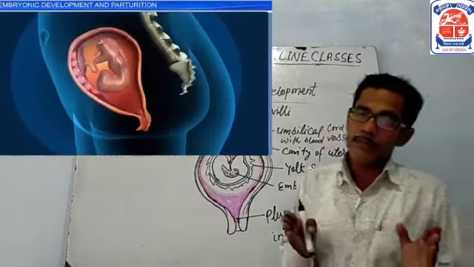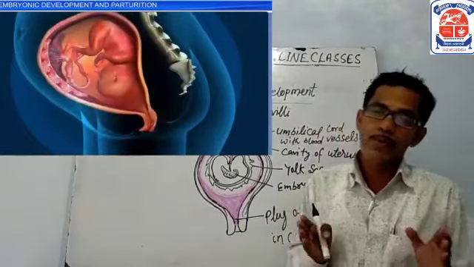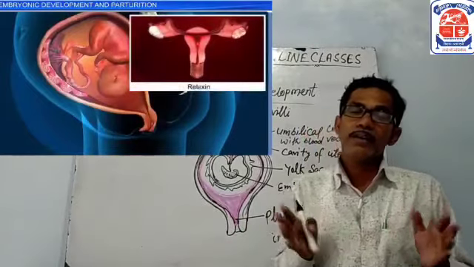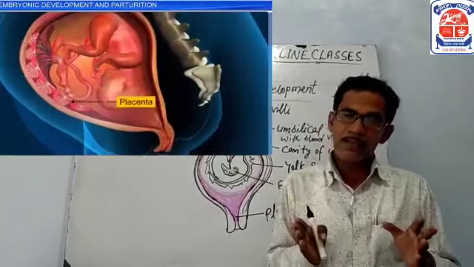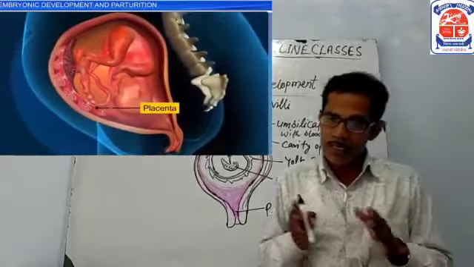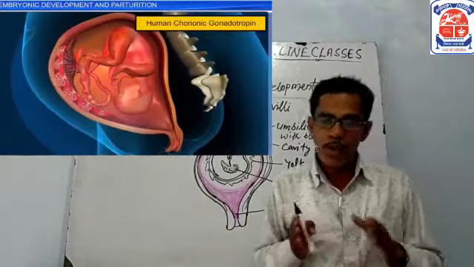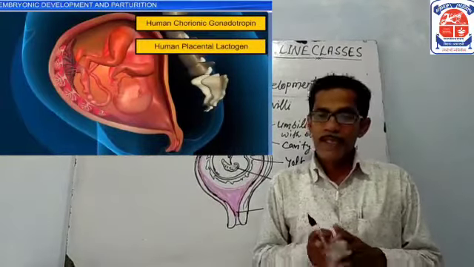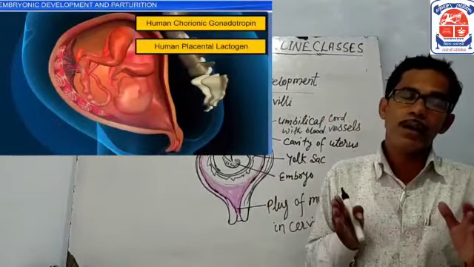Immediately after implantation, the inner cell mass of the embryo differentiates into an outer layer called ectoderm and an inner layer called endoderm, and a middle layer called mesoderm soon appears between the ectoderm and endoderm. These three layers give rise to all tissues and organs.